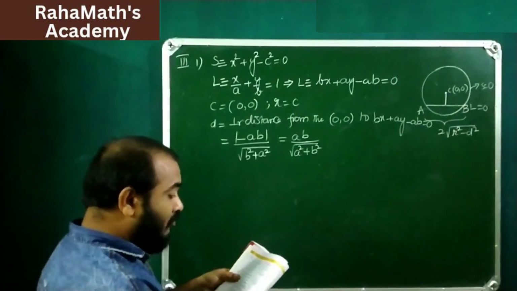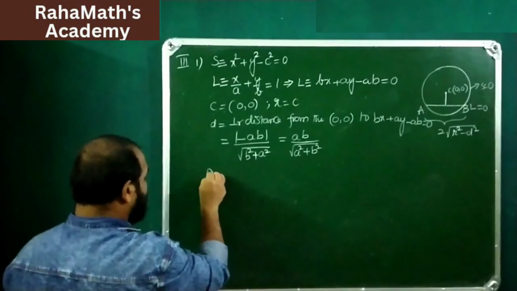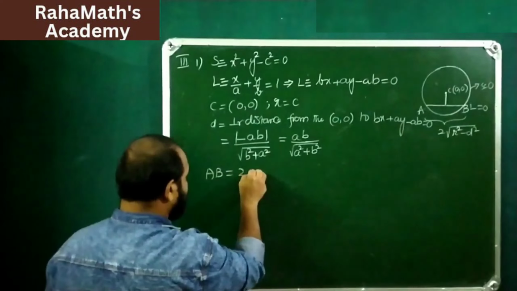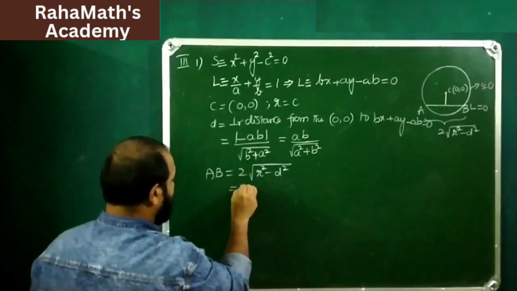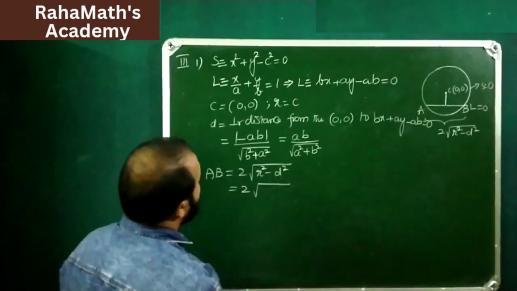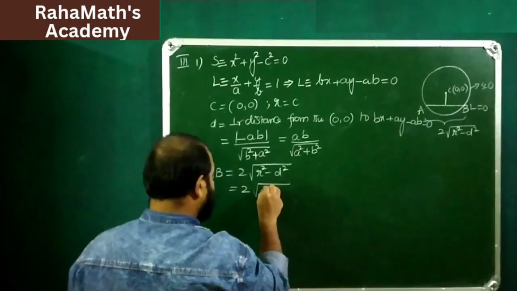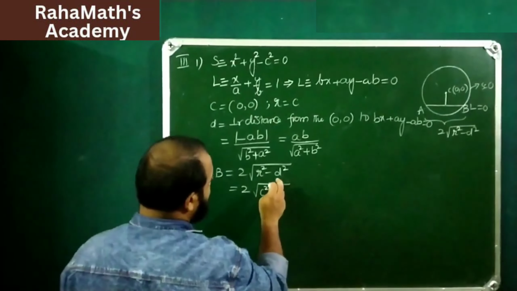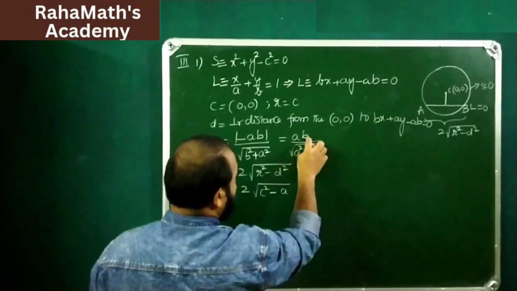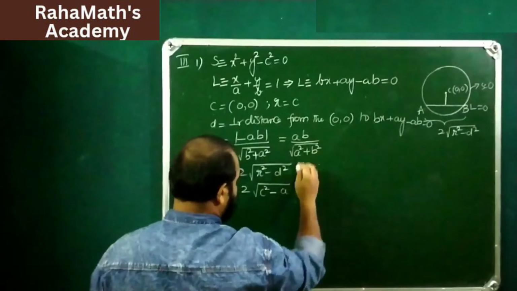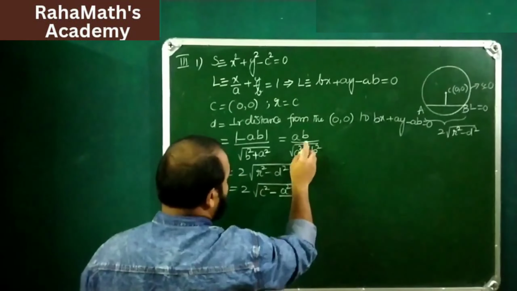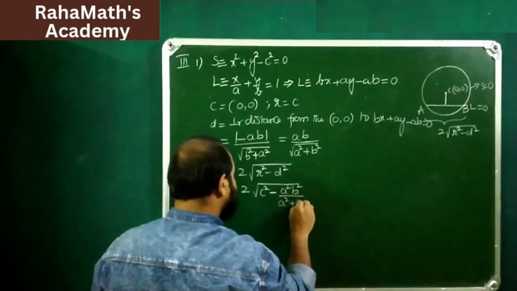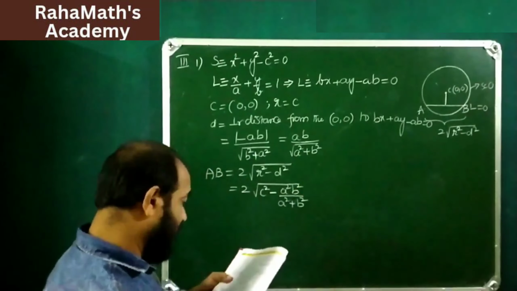If the line intersects the circle at A and B, then find AB. So AB is equal to 2 root of r squared minus d squared. So 2 root of c squared minus d squared, where d squared is a squared b squared by a squared plus b squared.